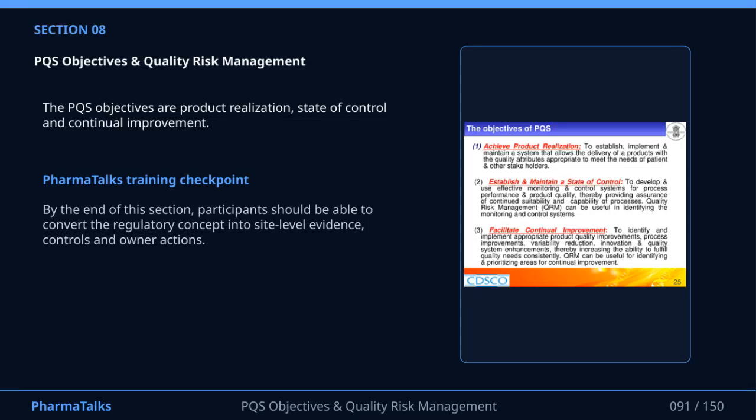In this section, we'll focus on the Pharmaceutical Quality System, or PQS, objectives and the role of quality risk management. The main goals of the PQS are to ensure successful product realization, maintain a state of control, and drive continual improvement. Essentially, we want to reliably produce high-quality products, keep processes stable and predictable, and continuously enhance our systems. By the end of this section, you'll be equipped to translate regulatory expectations into practical site-level evidence, implement effective controls, and take ownership of necessary actions to uphold quality standards. This is a critical step in embedding quality into every part of our operations.